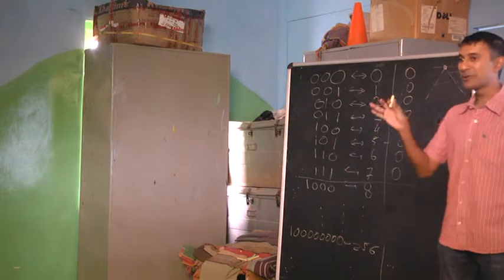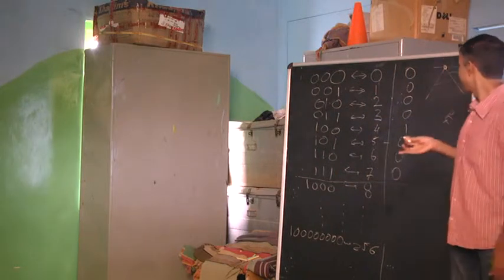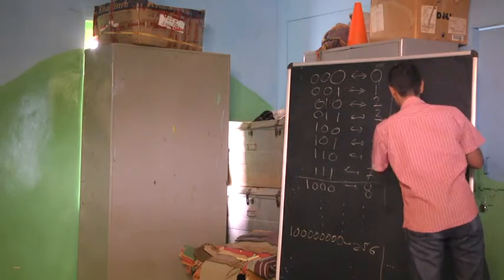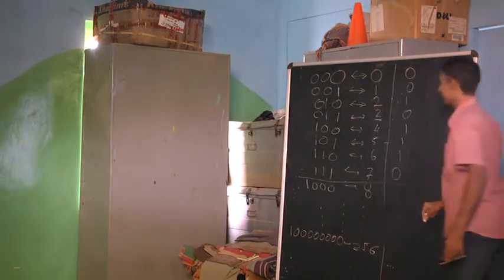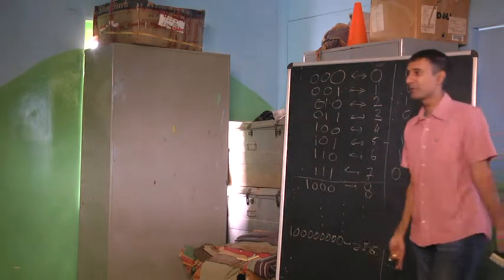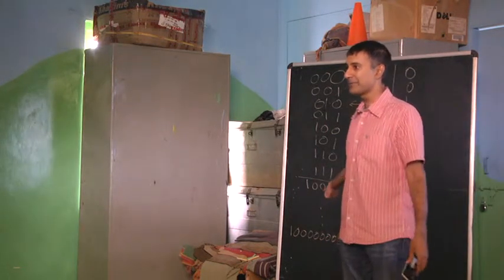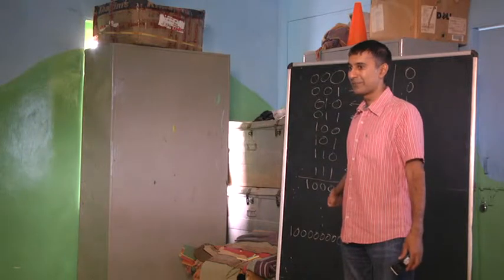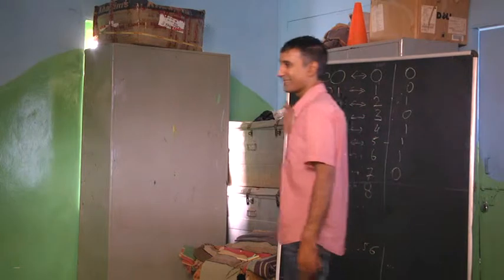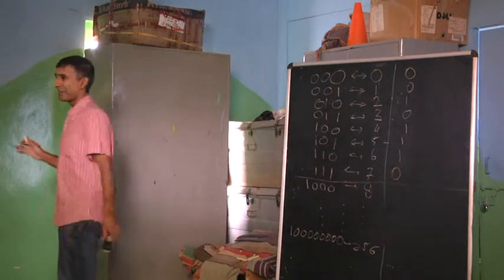Yeah. Okay. Now, the only problem with this game is, suppose the rule is this. Suppose the rule is that. How do we predict what's going to happen? Can anybody guess what's going to happen with this? Even I can't guess what's going to happen with this, okay?